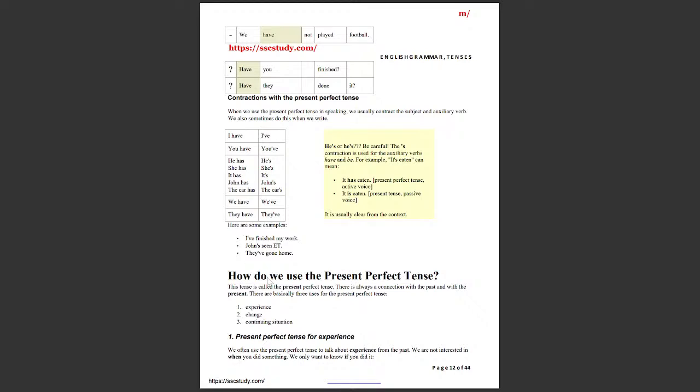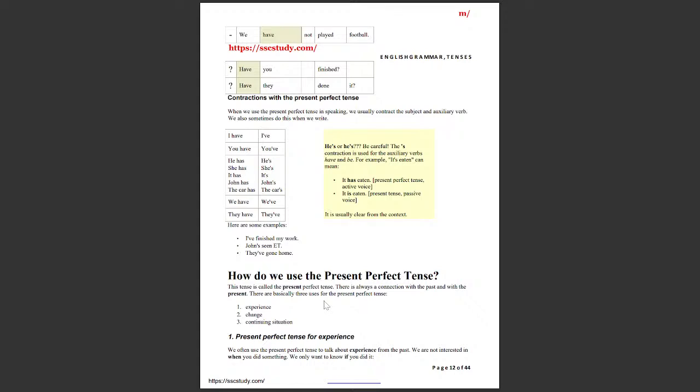And see, how do we use the present perfect tense? The tense is called the present perfect tense. There is also a connection with the past and with the present. Okay, always we have past and present connections for this. There are basically three uses of the present perfect tense: experience, change, and continuing situations. Okay, these are the three basic connections between the past and present in the present perfect tense. So let us see the present perfect tense for experience.